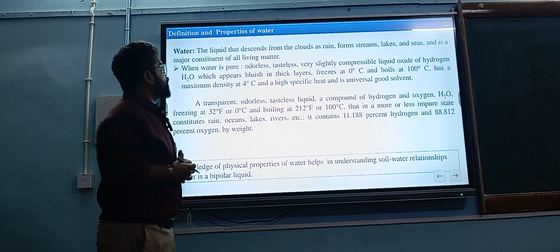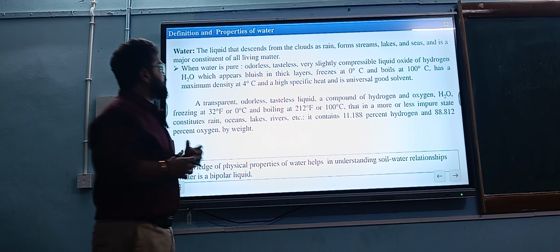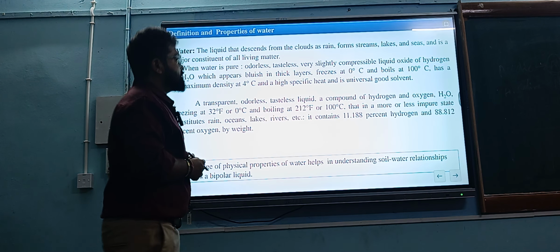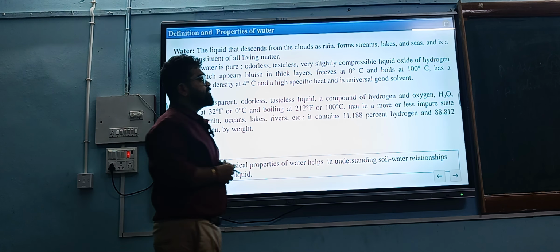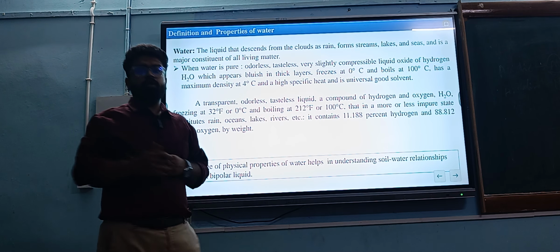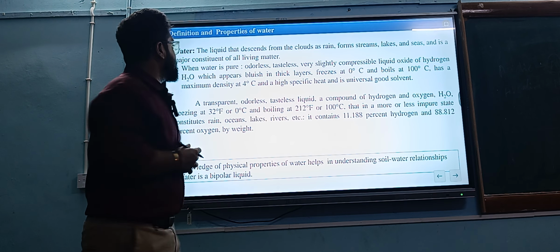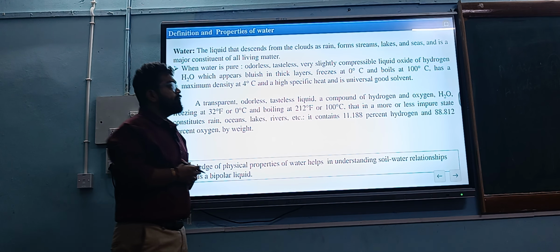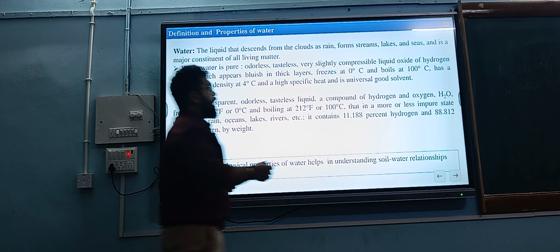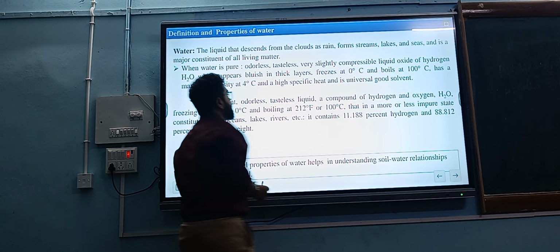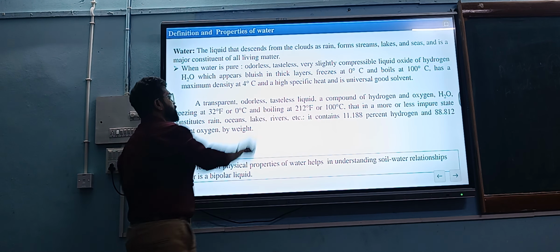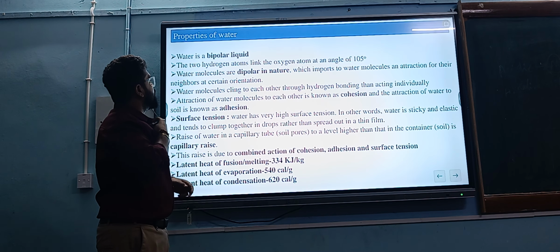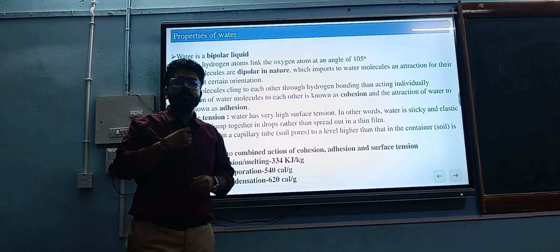The definition of water: it is the liquid that descends from the cloud as rain, forms streams, lakes and seas, and is a major constituent of all living organisms on this earth. Its chemical formula is H2O. It freezes at 0 degree centigrade and its boiling temperature is 100 degree centigrade, and the maximum density of water is at 4 degree centigrade. These are the properties of water.